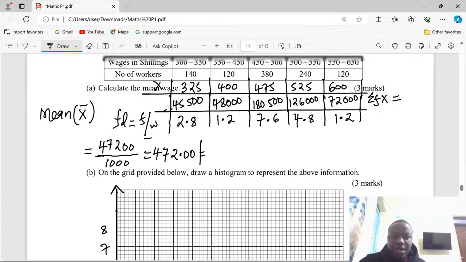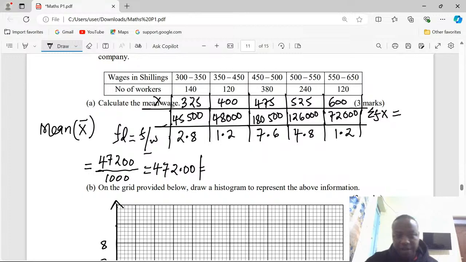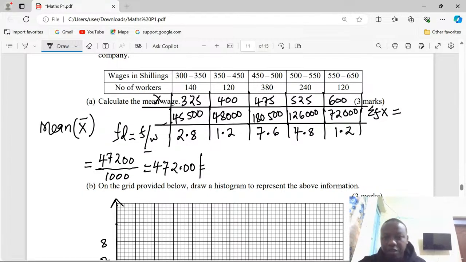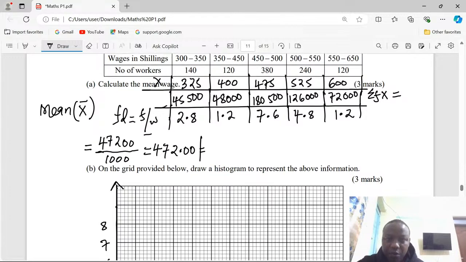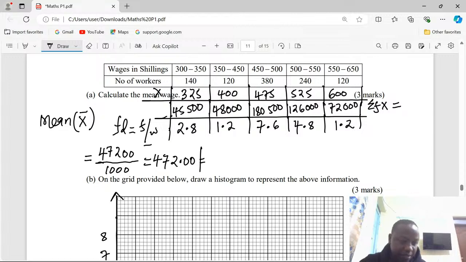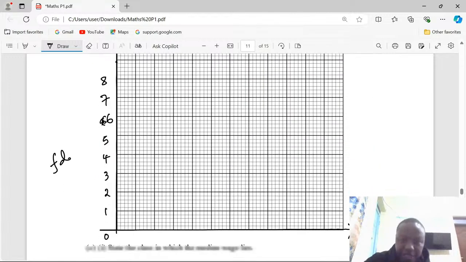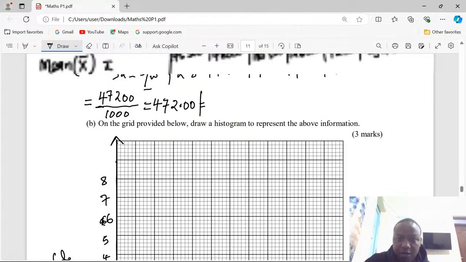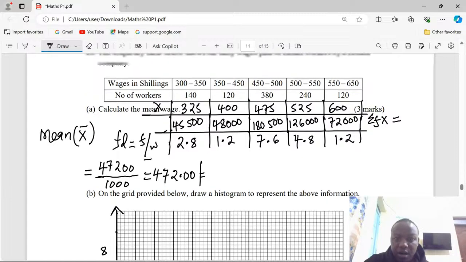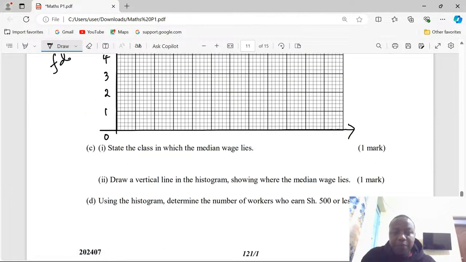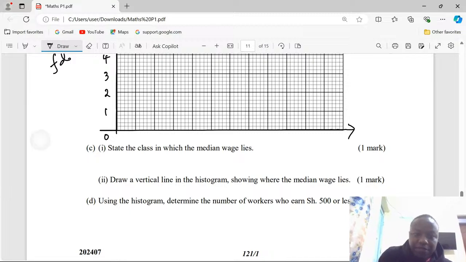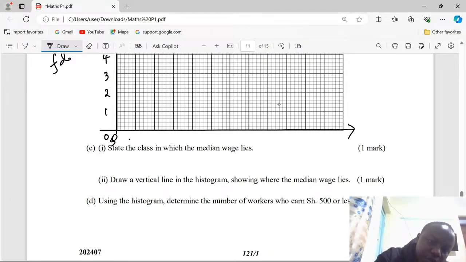we can start with the least boundary of 300. Then we go all the way to 650. We can even use intervals of 50. So from 300 all the way to 650. So let me start with the first one.